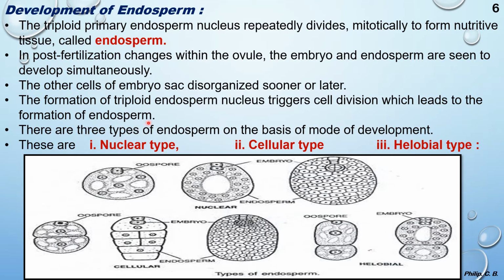Now there are three types of endosperm which you are going to learn on the basis of mode of development. These are the nuclear type, the cellular type, and the helobial type. Again, in the image taken from the text, you can see the oospore, the embryo, the endosperm, that is in case of nuclear. In case of cellular type, again you can see the oospore and the endosperm formation. And third, the helobial type, again the oospore formation and formation of embryo. So we learn in detail about these three types.